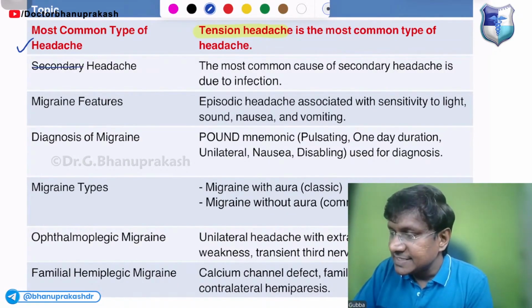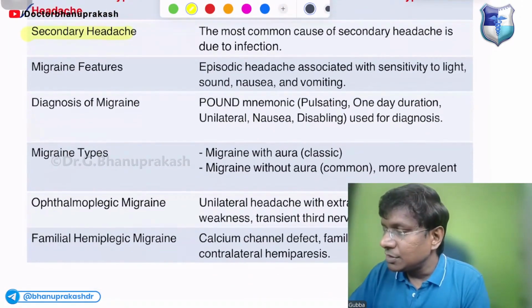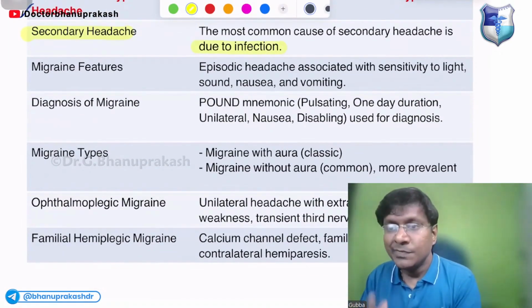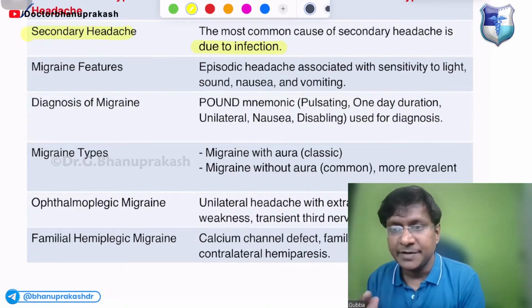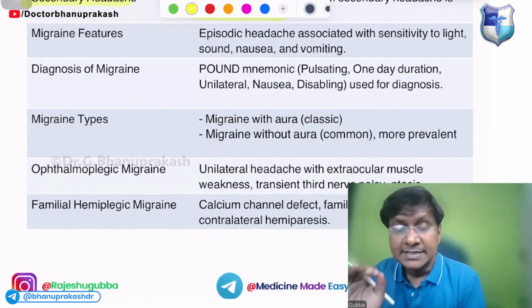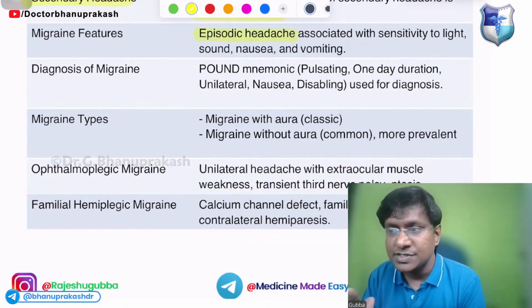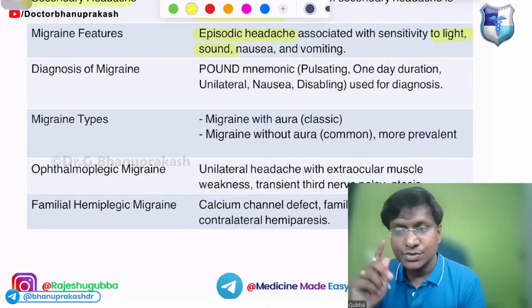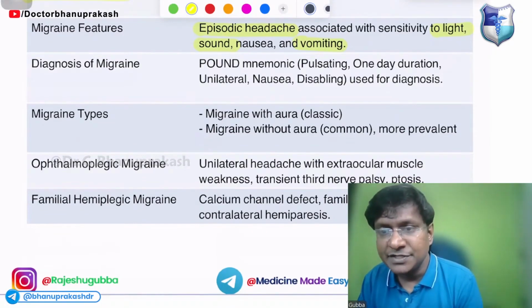Whereas if you take the secondary headache, the most common cause of secondary headache is infection. Infection is the most common cause of secondary headache, whereas the most common cause of primary headache will be migraine, right? Now, how do you describe this migraine? In patients with migraine, we describe the headache as an episodic headache. And this headache is associated with sensitivity to light, where they will have photophobia, sensitivity to sound, and they will also have associated nausea as well as vomiting. Those will be the features of migraine.